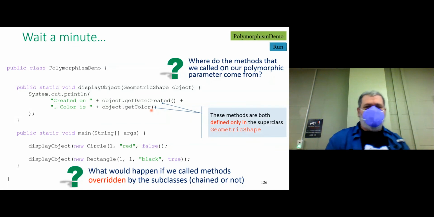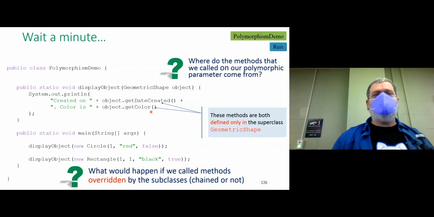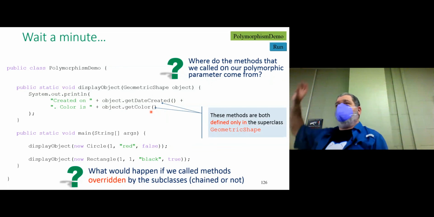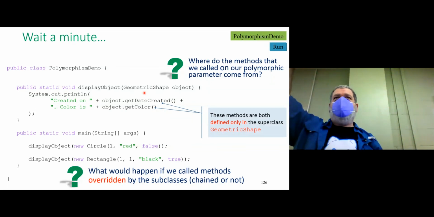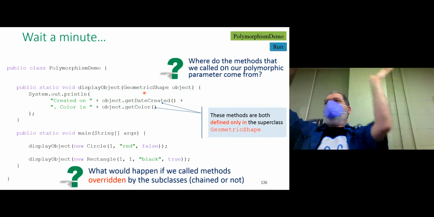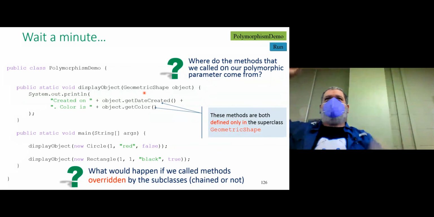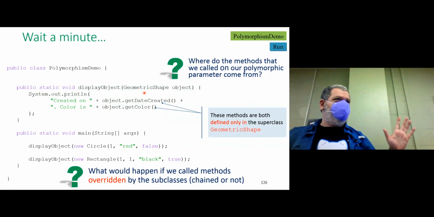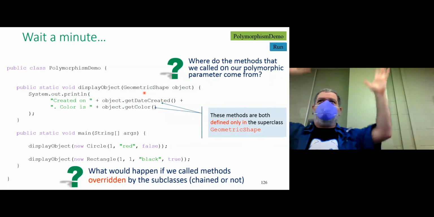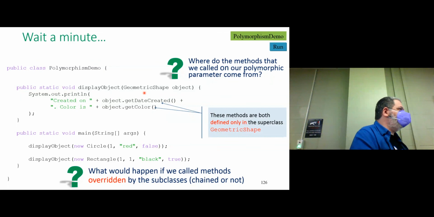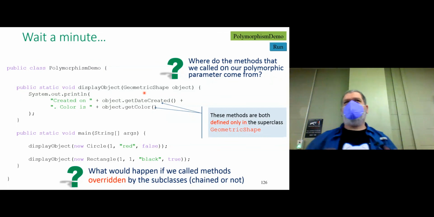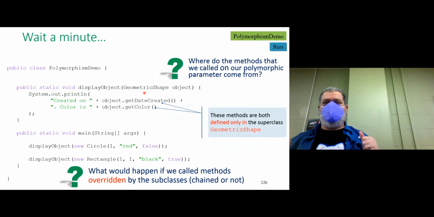Because right now, the two methods, getDateCreated and getColor, are methods of the superclass. So you say my parameter is of the superclass type. In the code of your method, you only use methods from the superclass type. It's kind of a clean situation. Okay, you said you were going to work with a geometric shape. You call a method from the geometric shape class on that object. We are okay. It's perfectly clean.